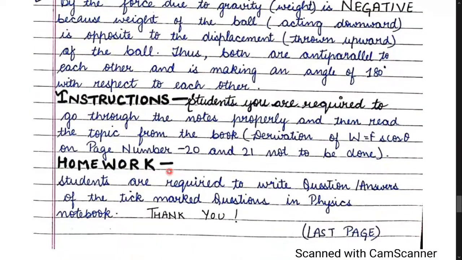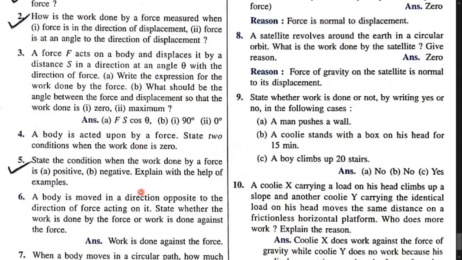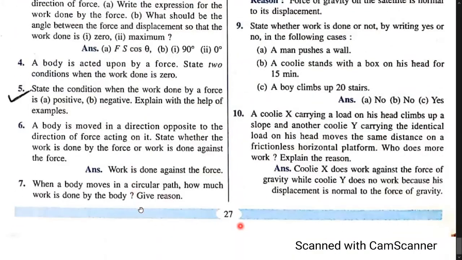So children, with this, I am finishing your interactive session for this week, and you all are required to go through the notes properly and then read the topic from the book also. Derivation of Fs cos theta on page number 20 and 21 may not be done, and children, kindly do the tick mark questions, that is question number 1, 2 and 5 given on page number 27 of your physics textbook. Thank you, students.